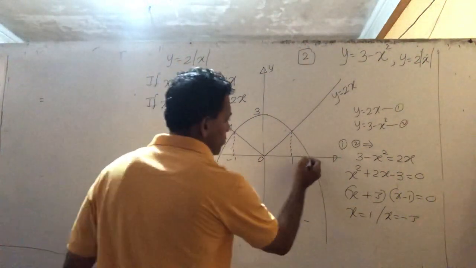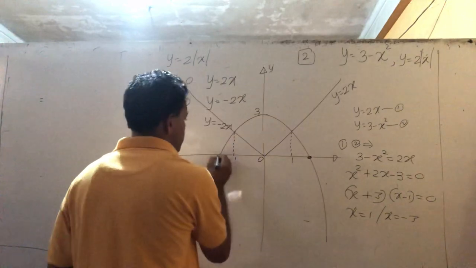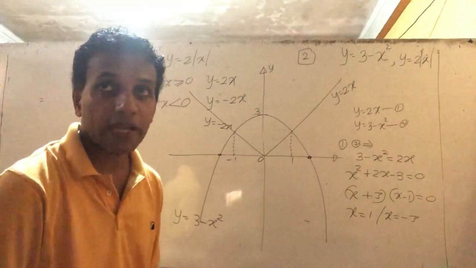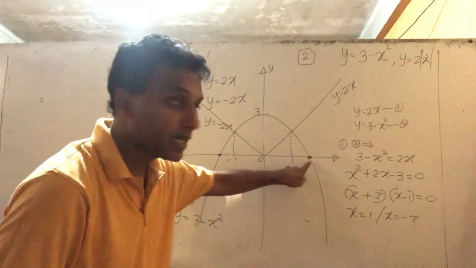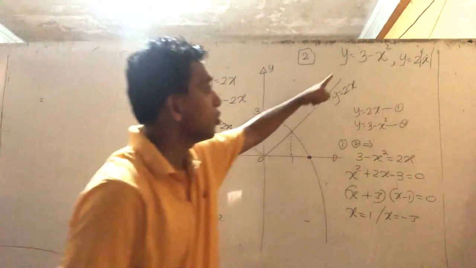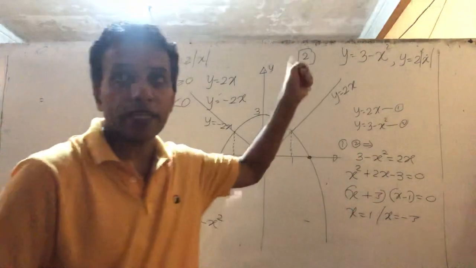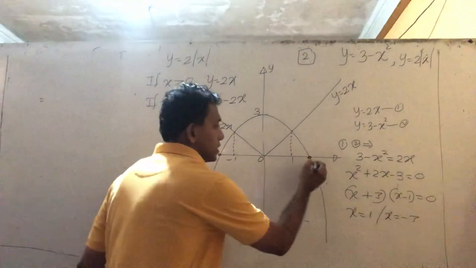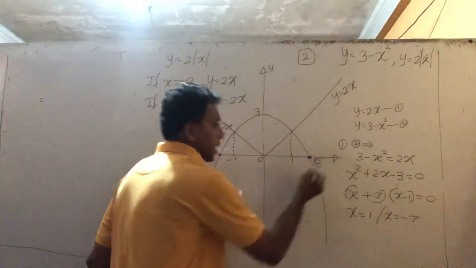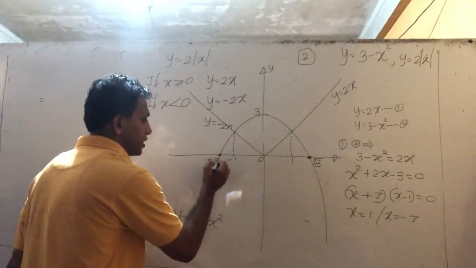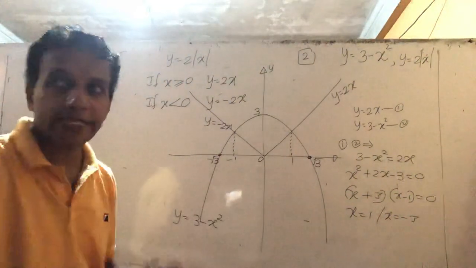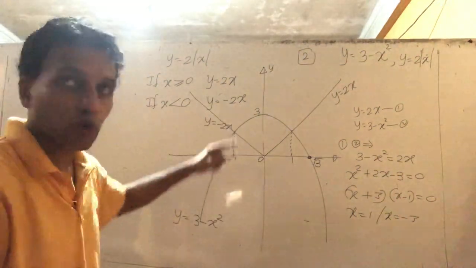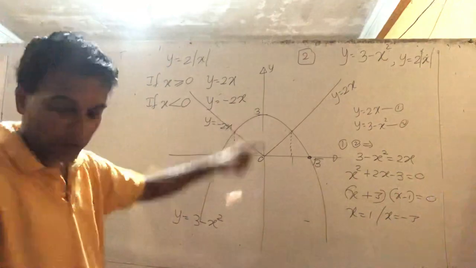Also you can say this point. What is this point? The parabolic graph y equals 3 minus x squared cuts the x-axis. Put y equal to 0, so x equals plus or minus square root of 3. So this is root 3 and here minus root 3. So the sketch is roughly completed. Draw this intersection part, show the maximum value, and everything is clear.